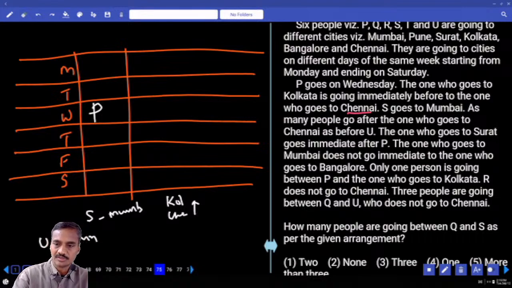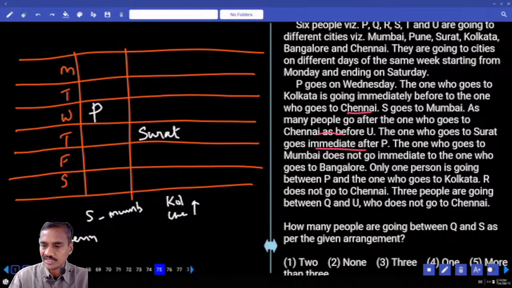The next one, and the one who goes to Surat goes immediately after P. Now Surat is immediately after P, that is on Thursday. And next one, the one who goes to Mumbai does not go immediately next to the one who goes to Bangalore.